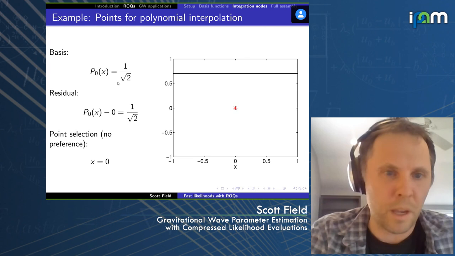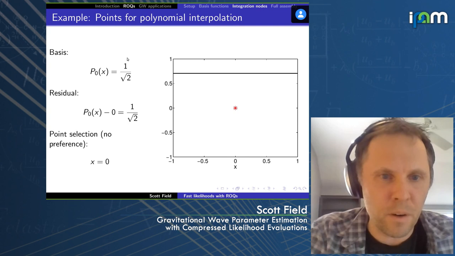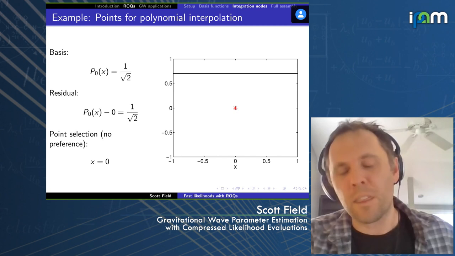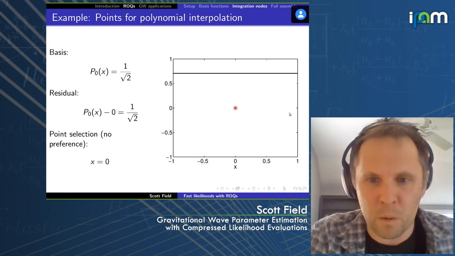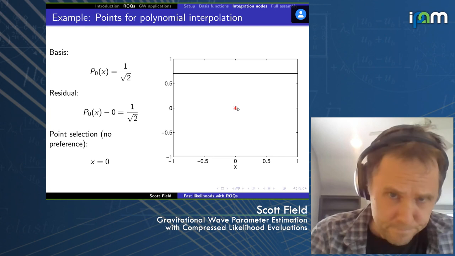The way the method works is it asks, how well can I represent this basis function 1/√2, in this case using 0, because we don't actually have anything yet. We're starting with our very first basis function. The residual is just p0 - 0, and we look for the maximum point over our domain x. There's no preference, so we can pick it wherever we want. So we just pick arbitrarily the middle of the interval, and we have 0.